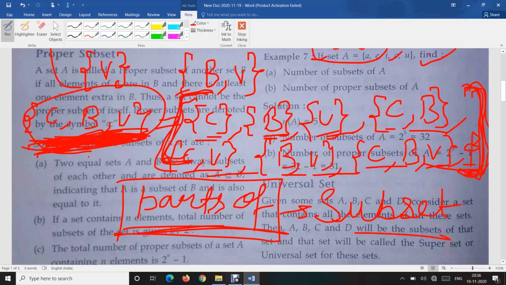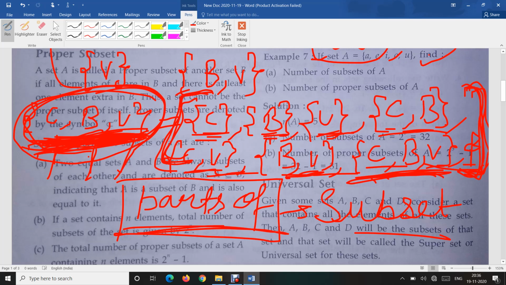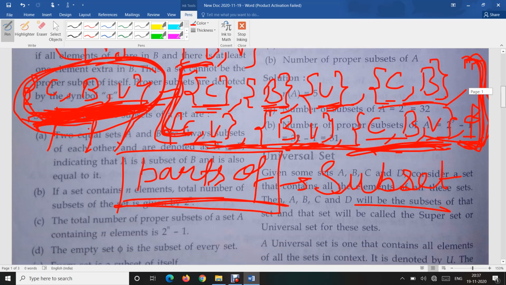So this was the subset. First one is nothing, which will be empty. Second, you have to choose one out of the set separately, like C, B and V. After that, you have to make pairs of two. At the end, you have to write the set as it is. These will be the subsets of the given set. Hope you understand what subsets basically are.